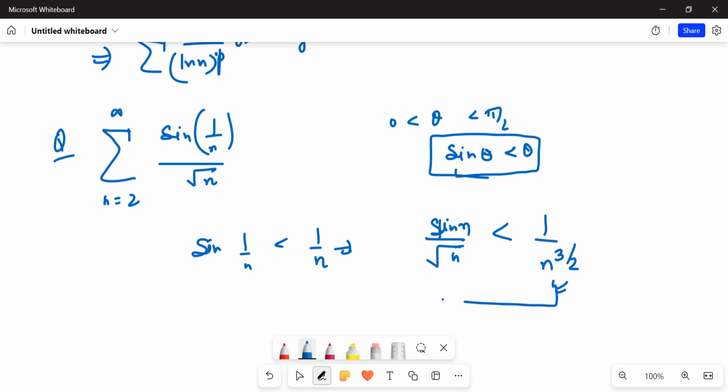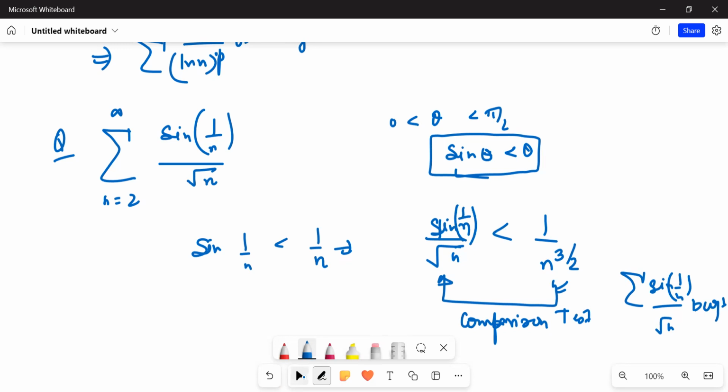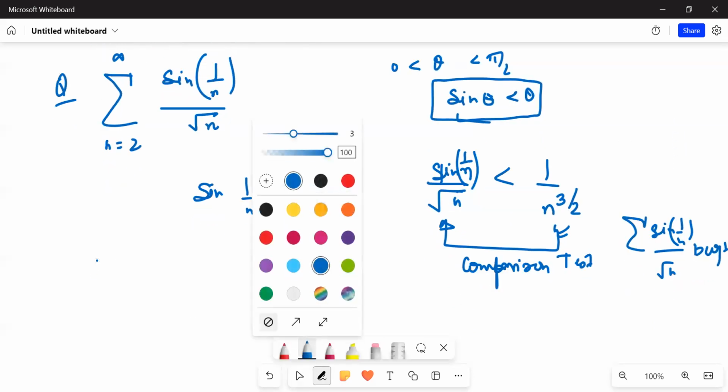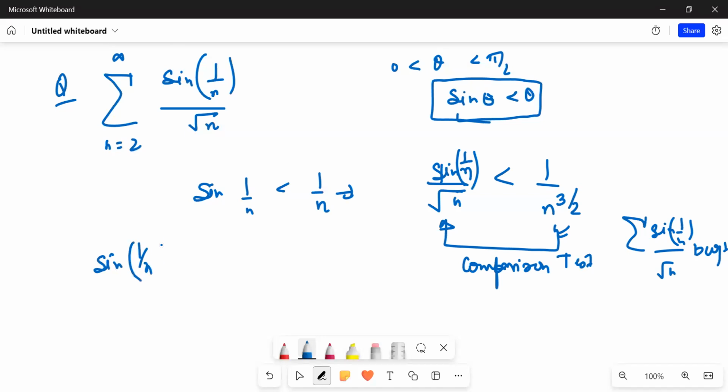Since this is convergent, by comparison test, this is also convergent. So by comparison test, I know that summation of sine(1 upon n) divided by root n is convergent. I think there is a flaw here. Or otherwise, you can use a limit comparison test here also. So I can compare it with this. So sine(1 upon n) upon root n, I'm dividing this in entirety by 1 upon n to the power 3 by 2, and I'm taking the limit n tending to infinity.